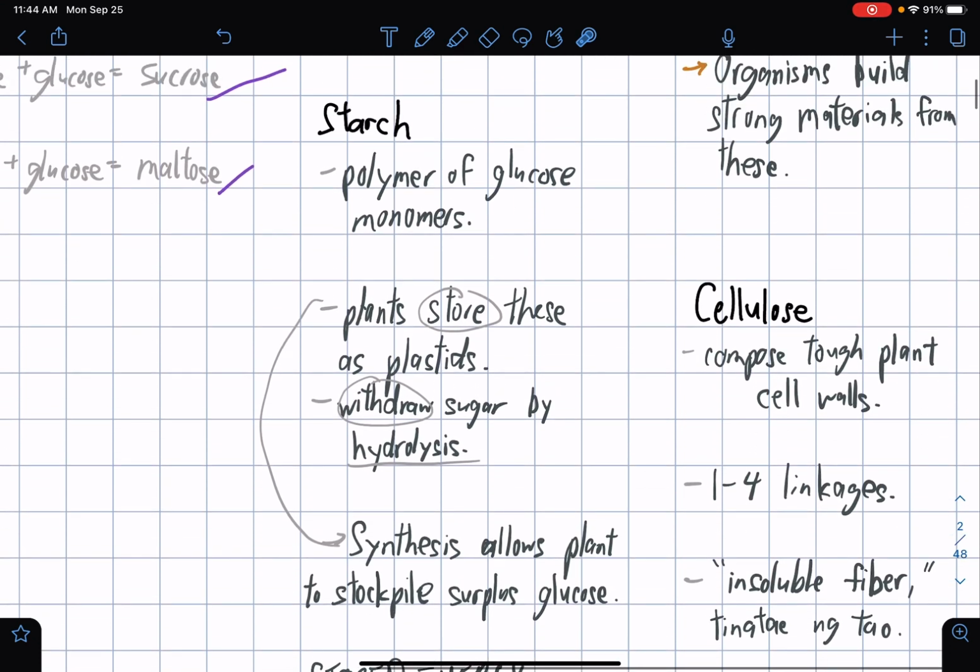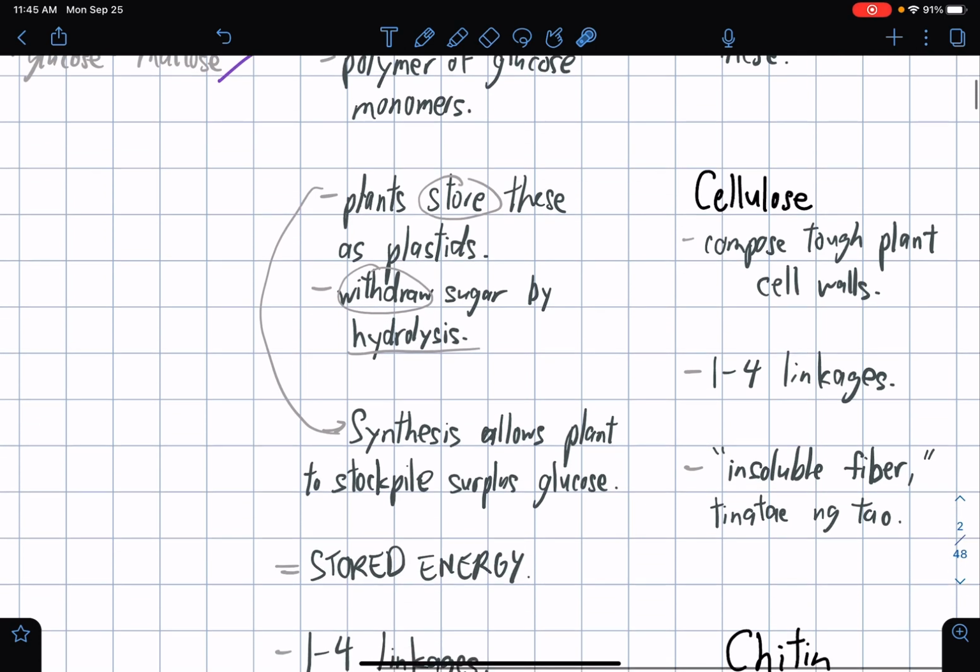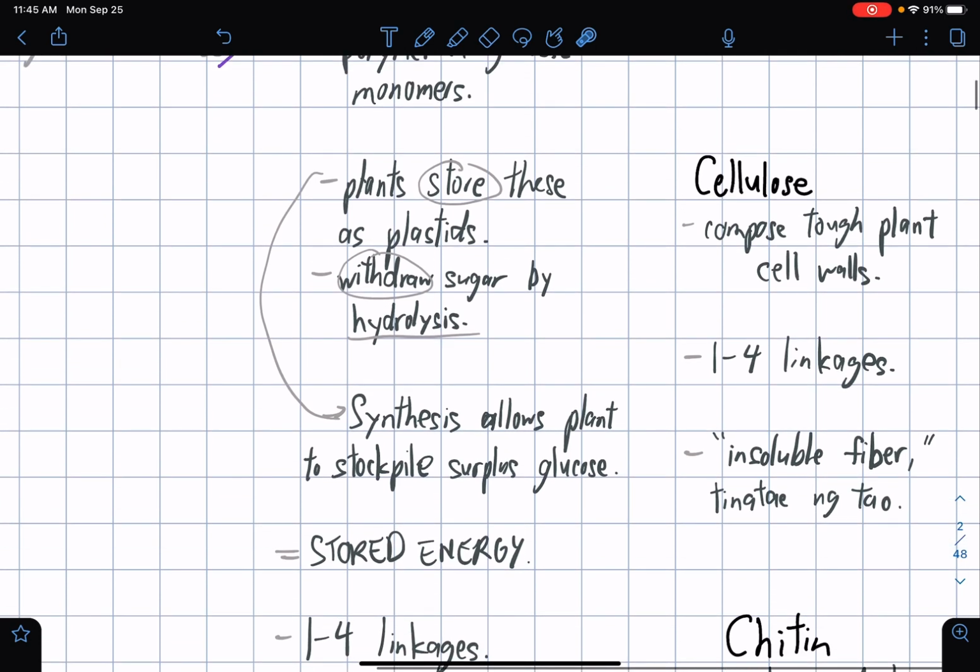So we know that starch is the food storage for plant cells, and of course we also know that plant cells have cell walls. Now you might wonder what these cell walls are made of. So for plants, its cell walls are made out of cellulose. So 1 to 4 linkages, and they are insoluble fiber.